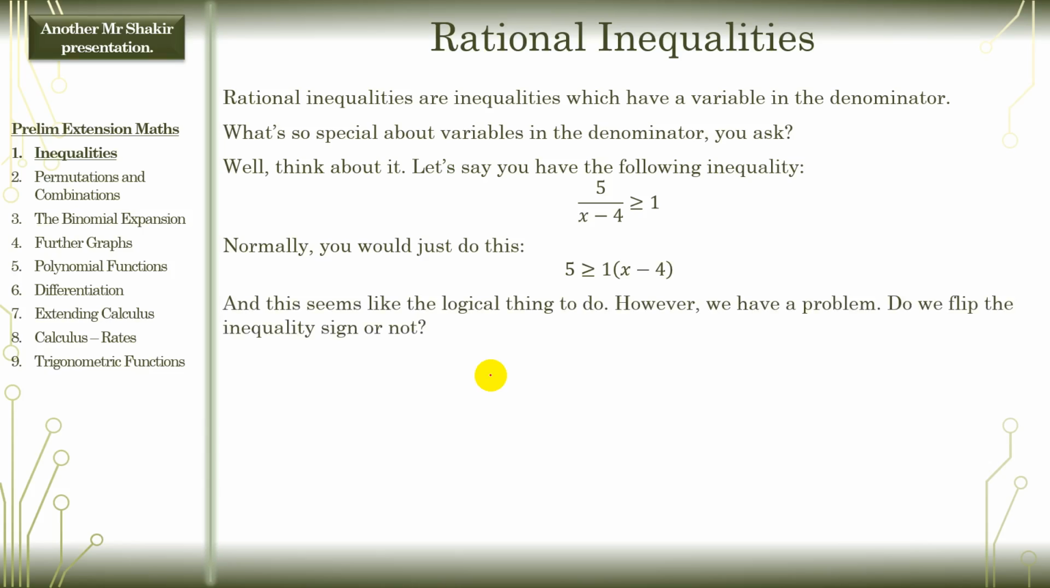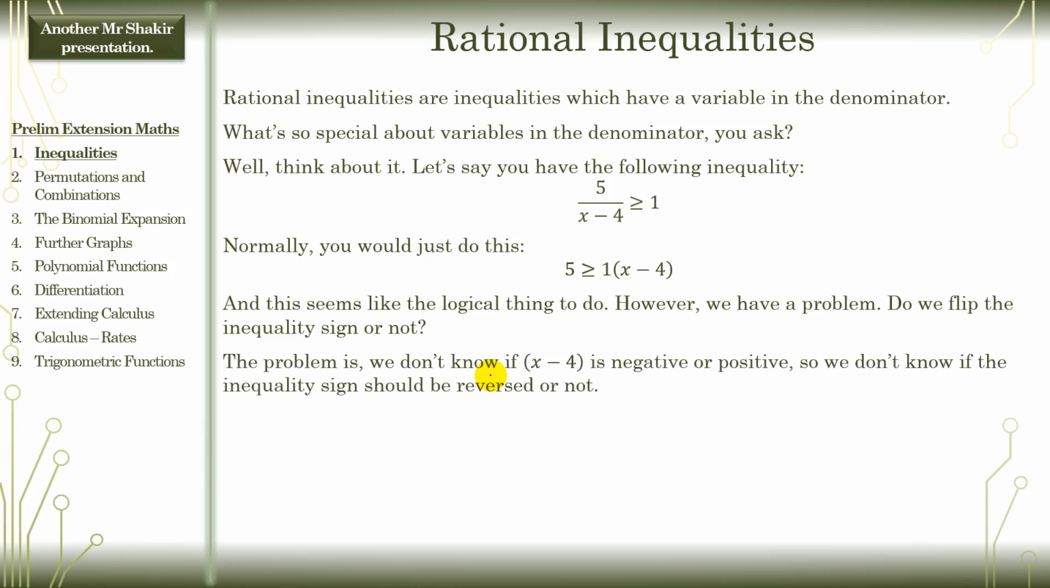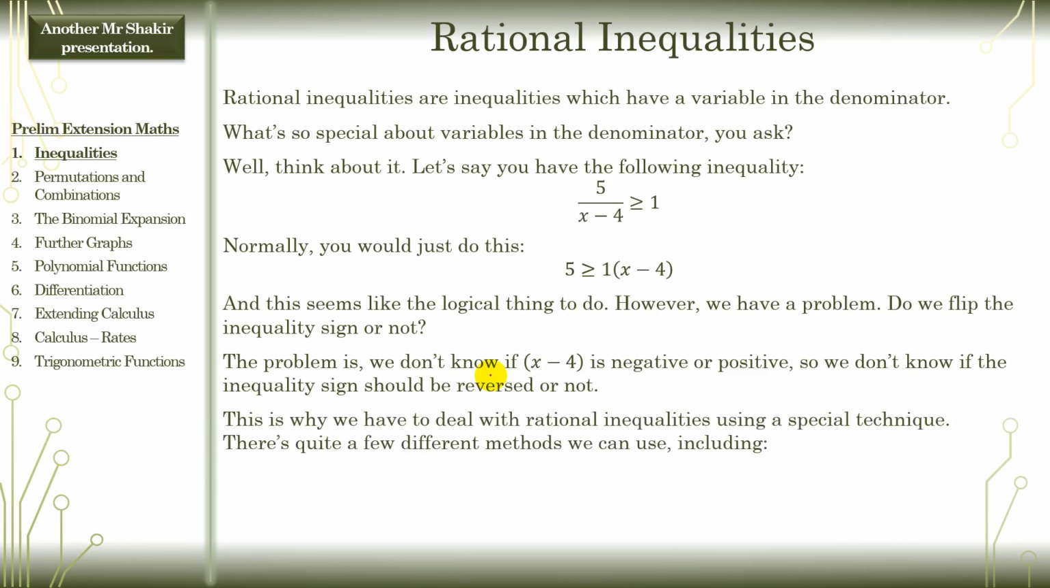However, we have a problem. Do we flip the inequality sign or not? Because we don't know if x minus 4 is negative or positive. Remember, if you multiply by a negative number or divide by a negative number, you must flip the inequality sign. But over here, we don't know if x minus 4 is negative or not, right? So we don't know if the inequality sign should be reversed or not. And this is why we have to deal with rational inequalities using a special technique.